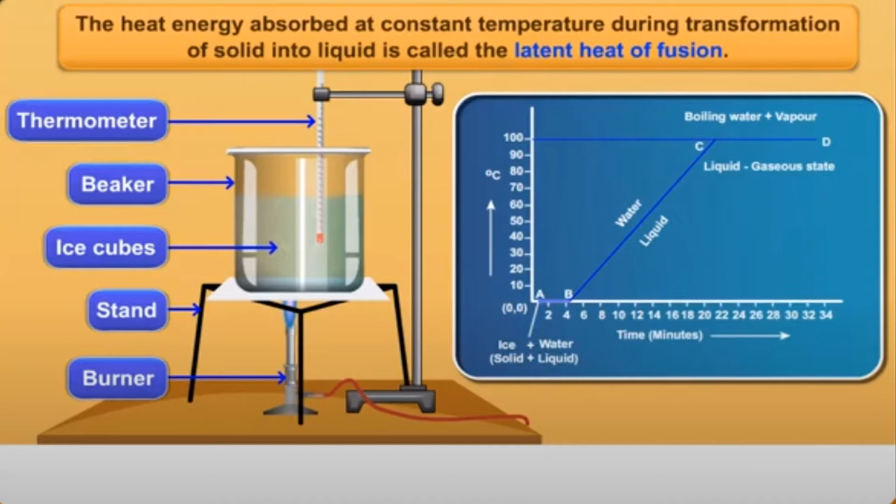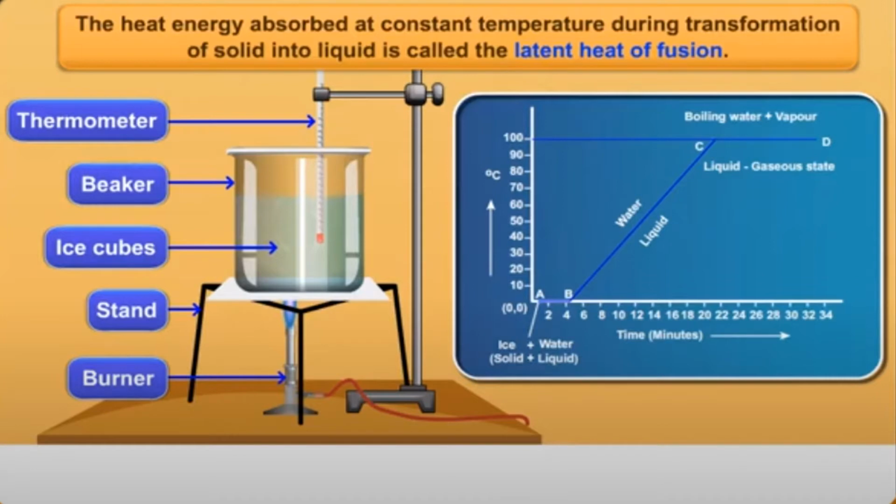Now, from this experiment, what have we derived? From the experiment, we have derived that the heat energy is getting absorbed at constant temperature during transformation of solid into liquid, and that is called latent heat of fusion. Okay. Now, it is a new term to you, so it will take time to understand. So, no problem, I'll explain it again.